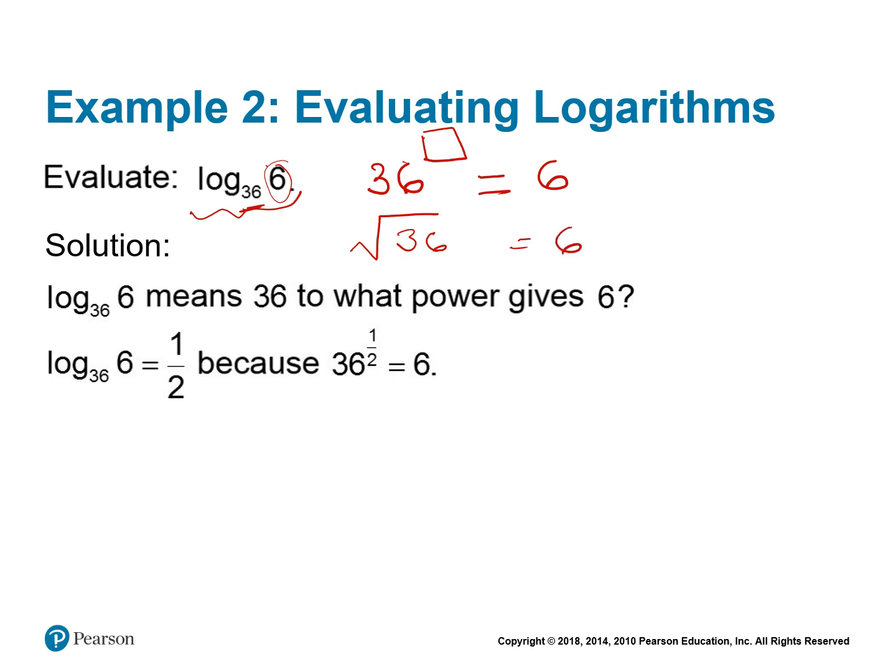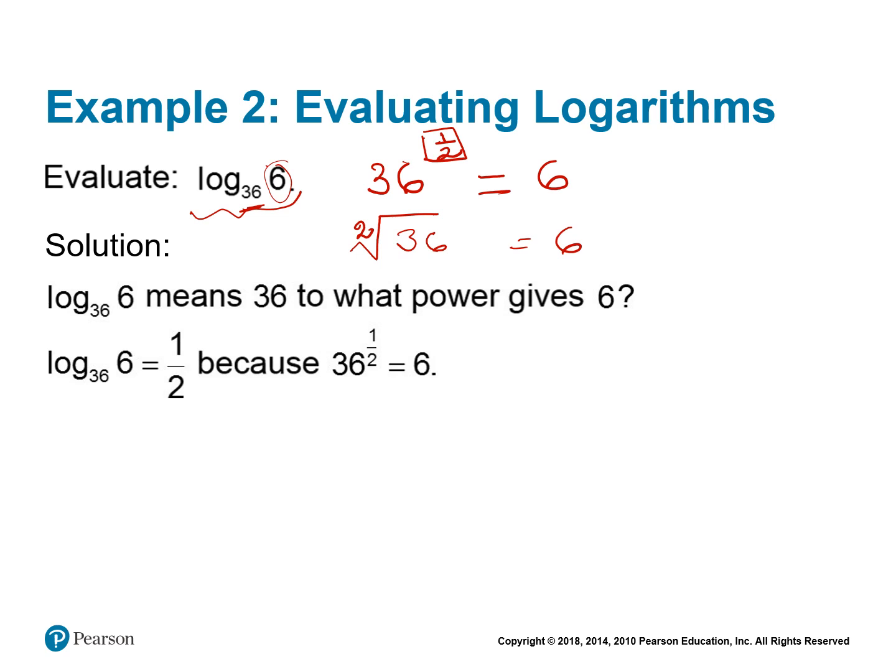Now, the square root can be transformed to an exponent, correct? This is 2, correct? Square root means the root is 2. To convert it to an exponent, we write it as 1/2. So a fractional exponent can be converted to a radical expression, whether square root or cube root or any other radical roots, right? So 36 to the power half equals 6.